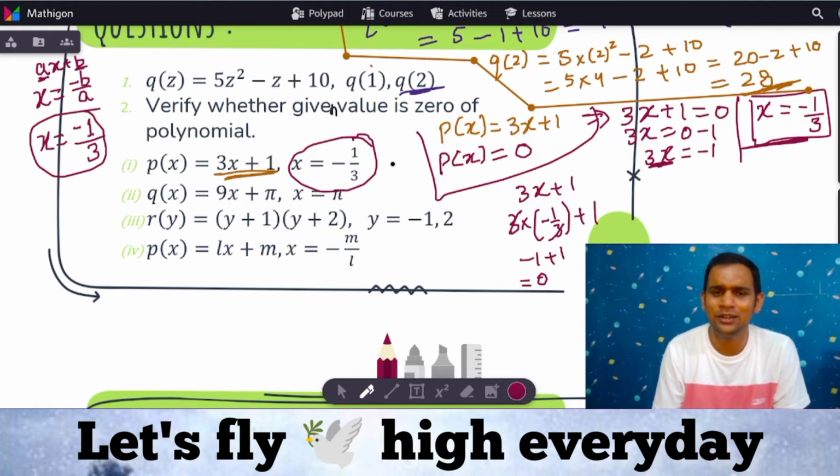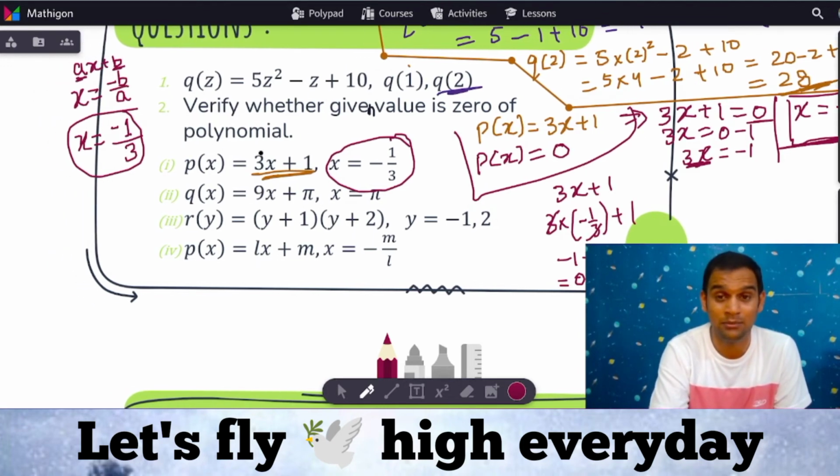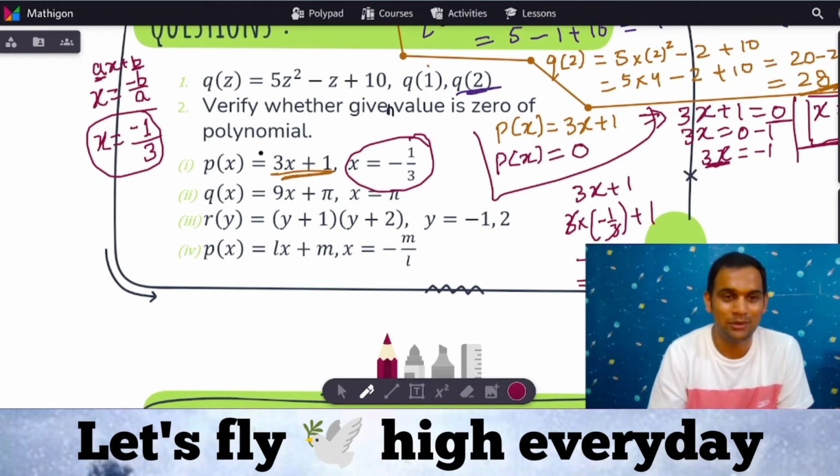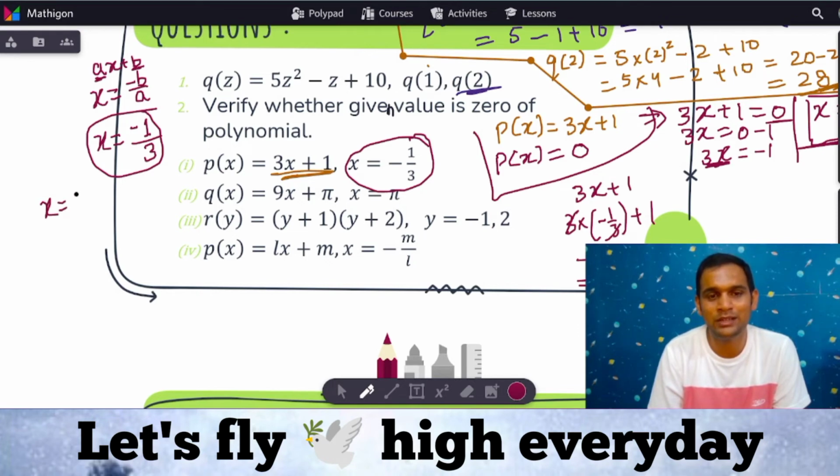So as you can see, there are different methods to find the zeros. Either you can equate it to 0, you can use the formula, or you can use trial and error. Why go for trial and error? It's a little bit clumsy every time. Trial and error is something I would never recommend for you to do. Now 9x plus pi, if you have to find the 0 of q of x, the value of x should be minus b by a. That is equal to minus pi over 9. So the 0 must be minus pi by 9.